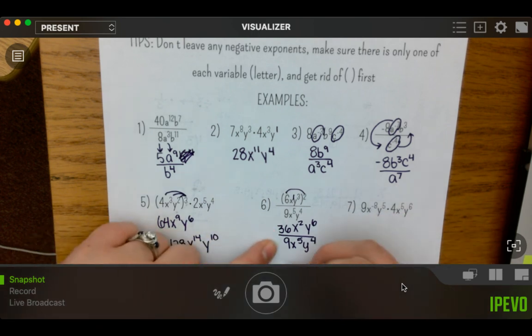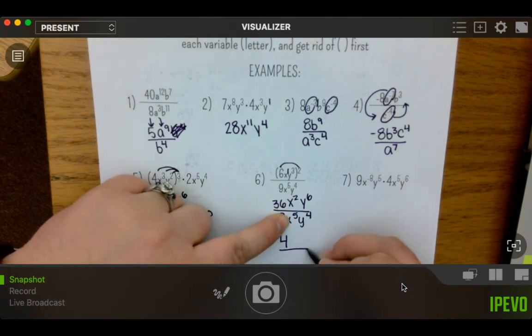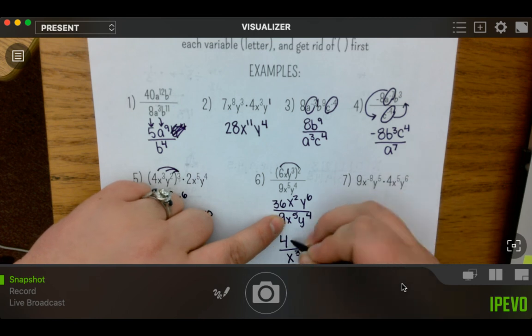36 divided by 9 is 4. There are 3 more x's on the bottom than the top, and there are 2 more y's on the top than the bottom.